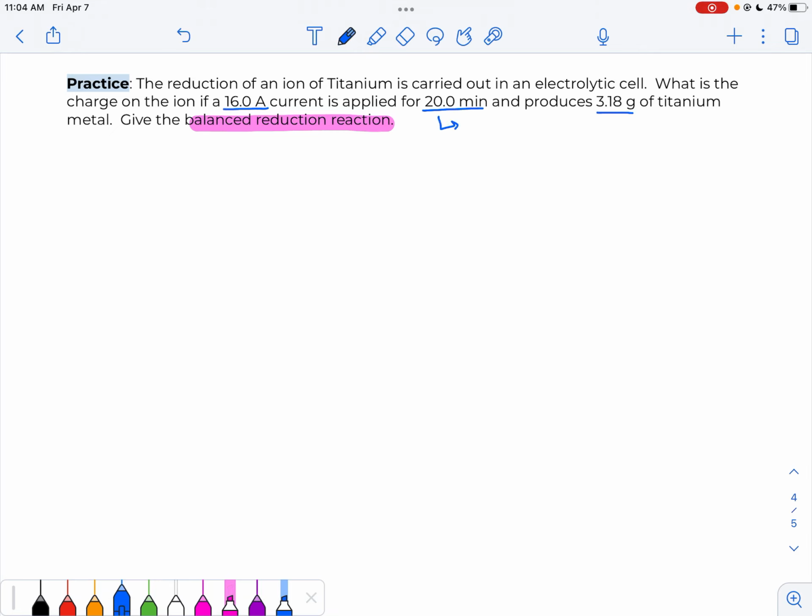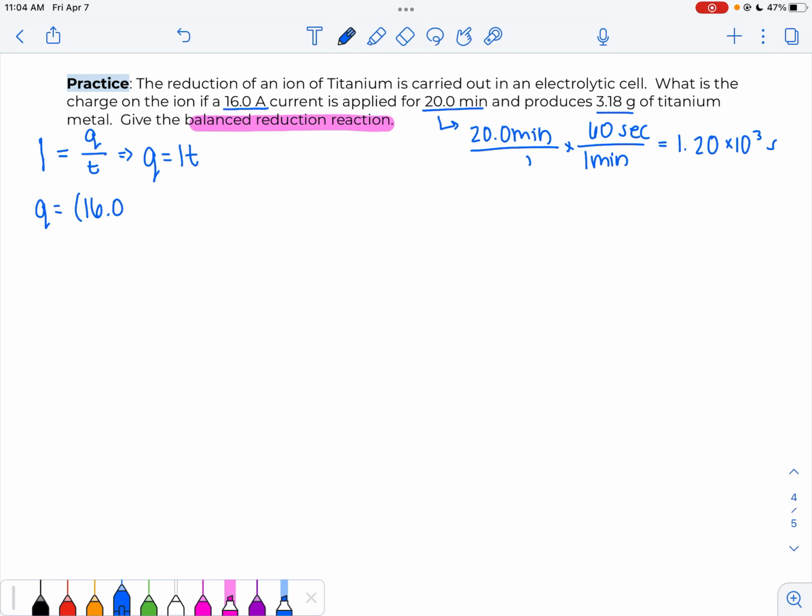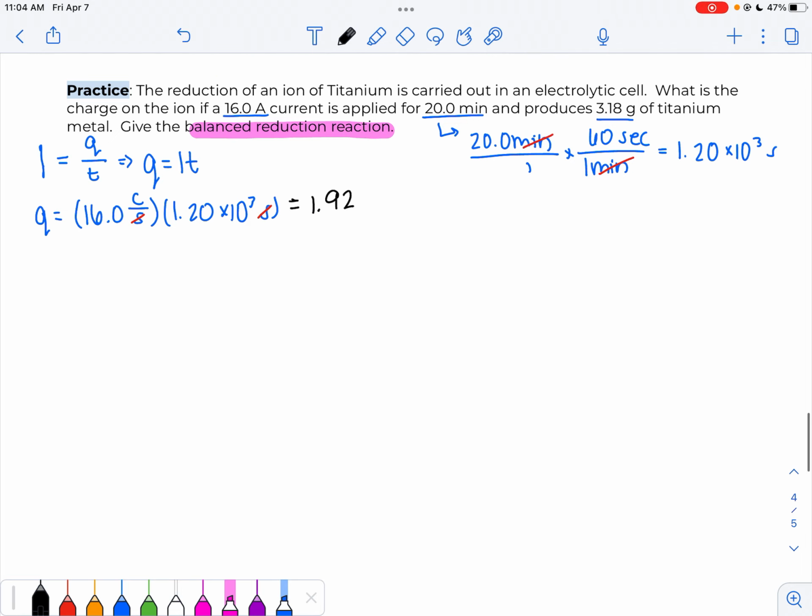So first things first, 20.0 minutes, get that into seconds. 1 minute is 60 seconds. And when you plug that in your calculator, you end up with 1.20 times 10 to the third seconds. Great. Okay. So I know that current is equal to charge over time, which means that charge is equal to current times time. So let's plug in what we know. Q is equal to 16.0 coulombs per second, or amps, times 1.20 times 10 to the third seconds. Units cancel. And what I end up with is my charge is 1.92 times 10 to the fourth coulombs. Cool. All right, so this is how much total charge is being carried here.